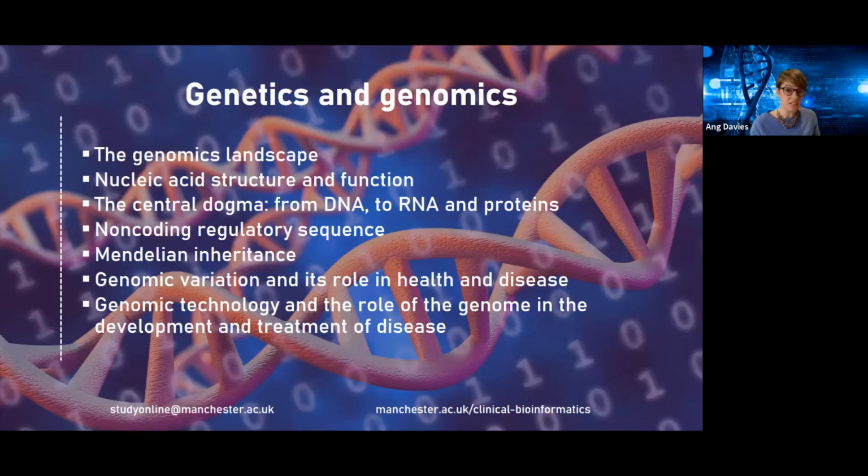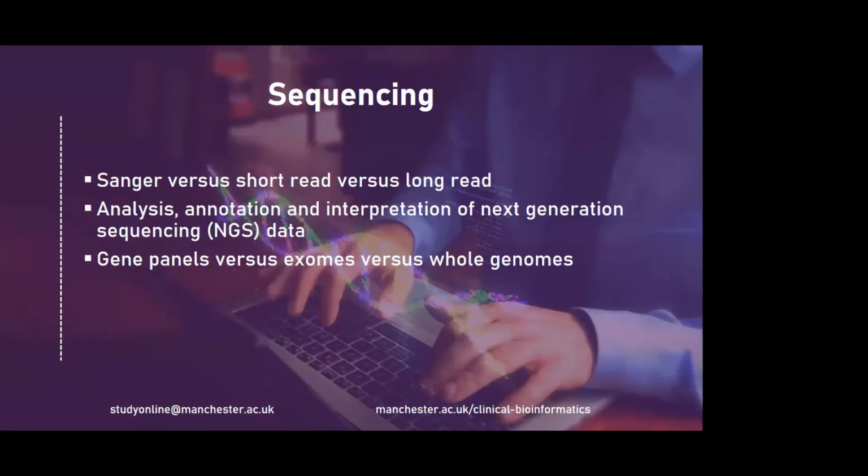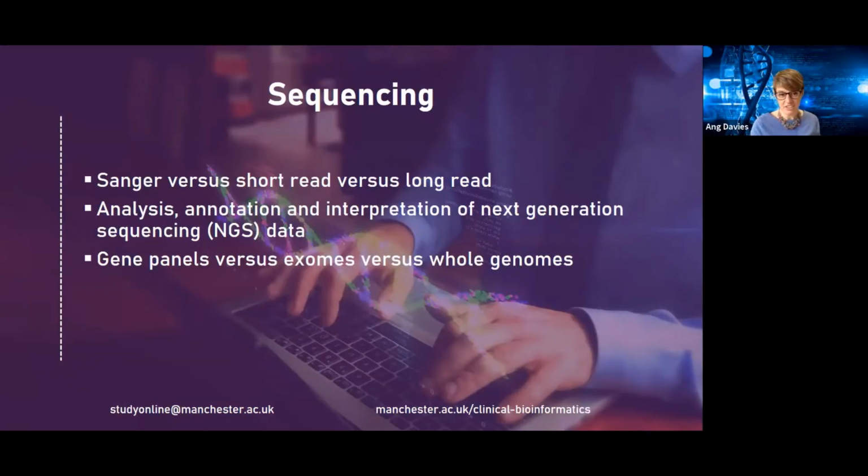And then we'll begin to look at Mendelian inheritance and the role of Mendelian inheritance in the context of rare inherited diseases. Then we'll look at how variation is integrated within the genome and its role and relevance to health and disease. We'll also then begin to introduce genomic technology and the role of the genome in the development and treatment of disease. So one of the key ways genomics has changed is through the application of next generation sequencing technologies over the last decade or so.